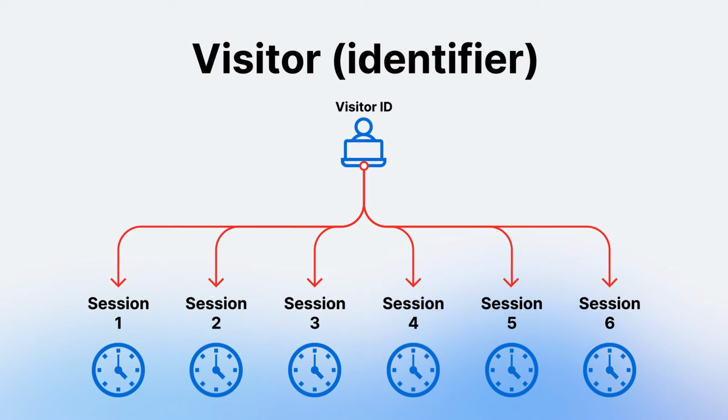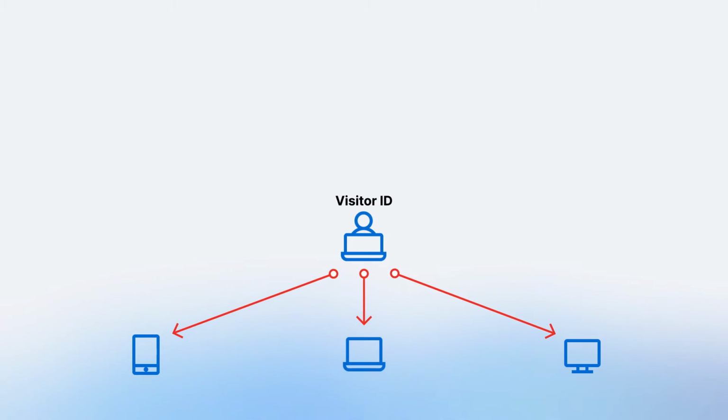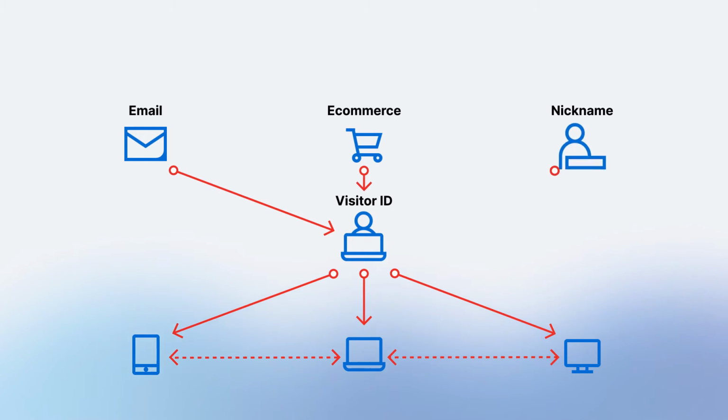However, we've learned just a moment ago that when the visitor is using a different device, the identification might be a bit tricky. That is why in some cases we can decide to start using a custom identifier in Piwik PRO that can potentially track visitors across devices. An example would be an email address, e-commerce ID, or a nickname.